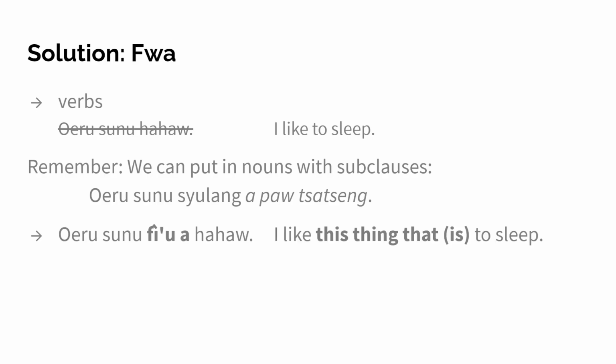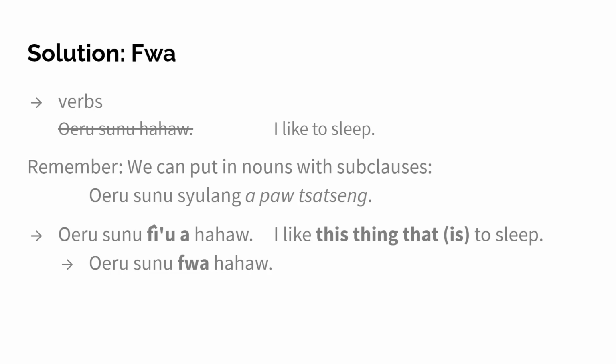So what we do is we fill in a dummy noun, feu, and then put the verb we want as a subclause. So, weru sunu feu ahahau. Literally, that means I like this thing that to sleep. So, I like to sleep. I like that thing that is to sleep. I like sleeping. And feu a can be shortened to foi. It means exactly the same, it's just a shortened version.